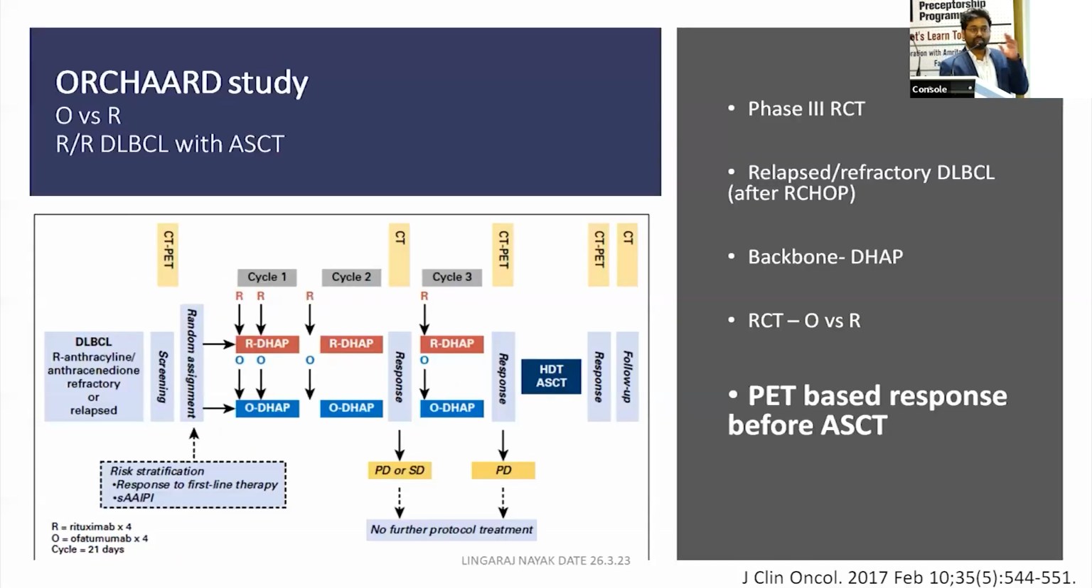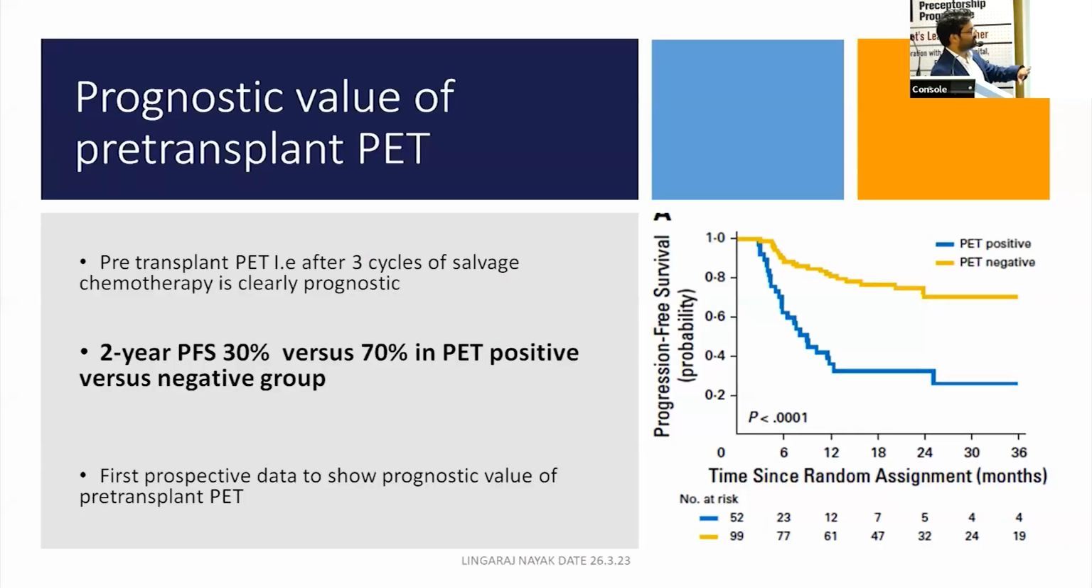So now we need some prospective data. This was retrospective from MSKCC. This is the ORCHARRD study comparing 2 kinds of anti-CD20 monoclonal antibody. That is not what is important; what is important, and why I made this slide, is this: what is the prognostic value of pre-transplant PET? All patients in this study underwent a pre-transplant PET. So this is a prospective, well-conducted study.